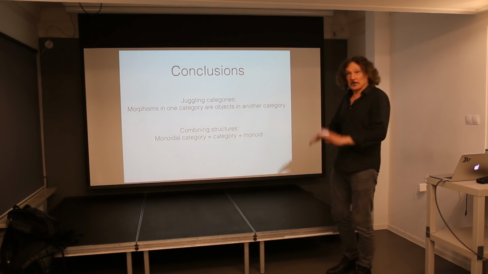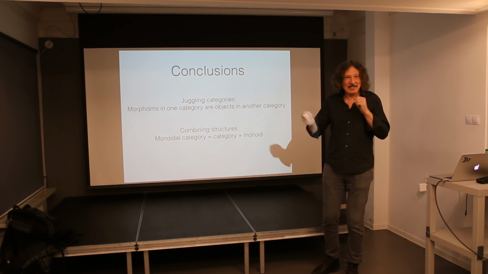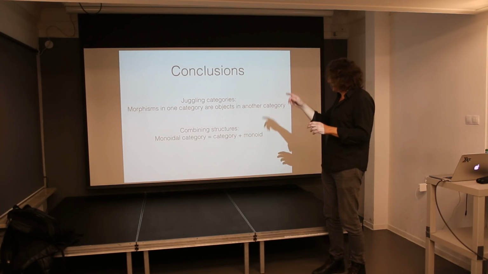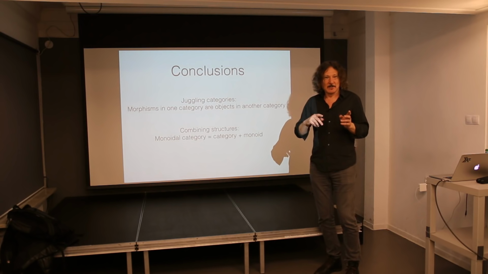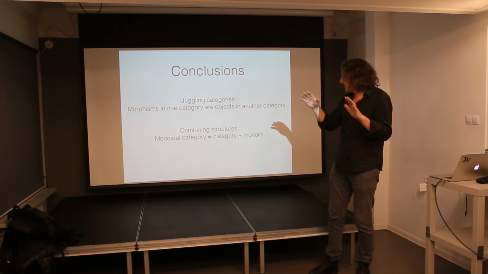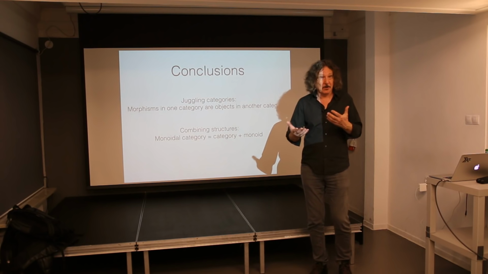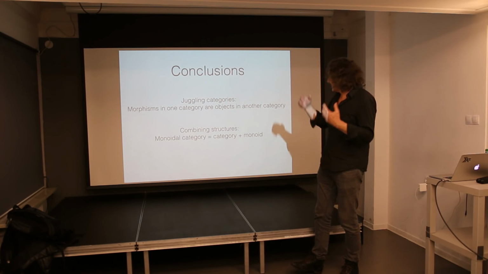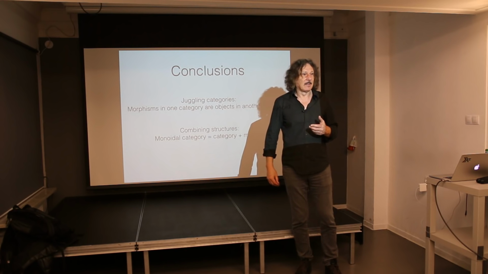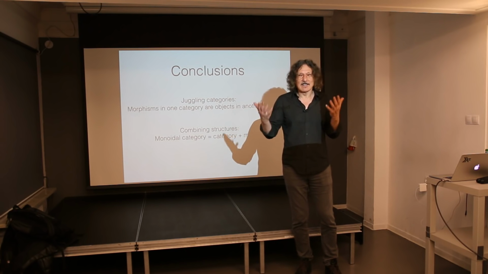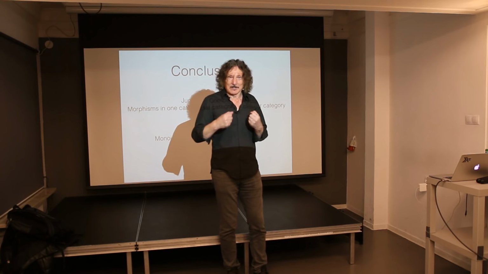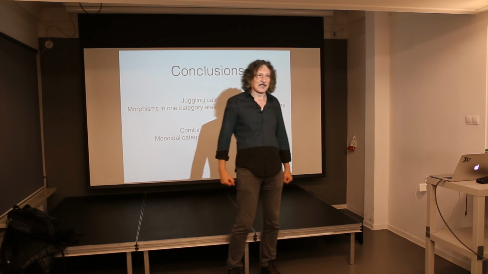So to conclude, what have we done? We were juggling categories like crazy. We have morphisms in one category, these profunctors, but they are objects in another category, the category of profunctors. And we were combining these disparate structures. We created a monoidal category that combines a monoid with a category. Inside this monoidal category, we defined a monoid, and that was our arrow. So you can learn it from the Haskell library, but really you don't understand it until you get the categorical view of this. I think this is the power of category theory here.